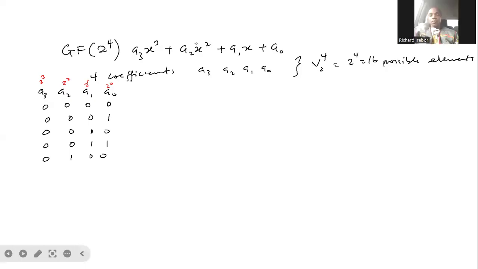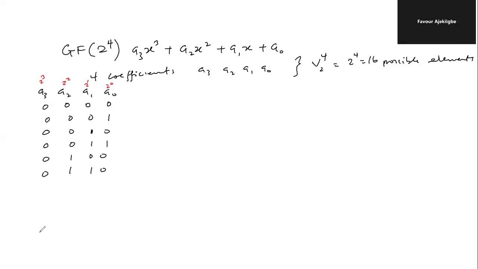If it is 5, this is 0, 1, 0, 1. If it is 6, 0, 1, 1, 0. And 7 is 0, 1, 1, 1. I think that one is 0, 1, 0, 1. So are we doing something wrong here?